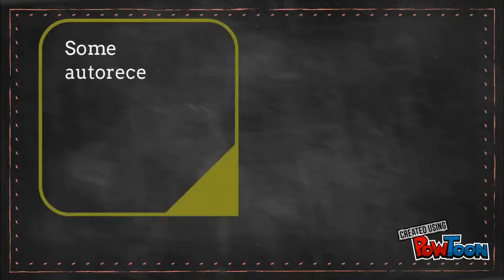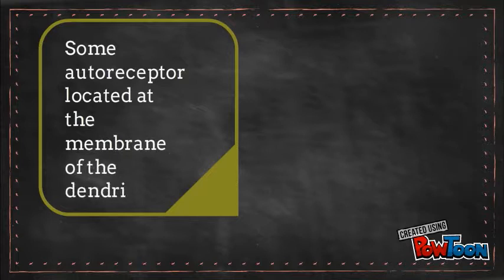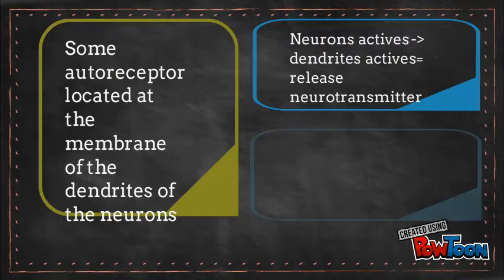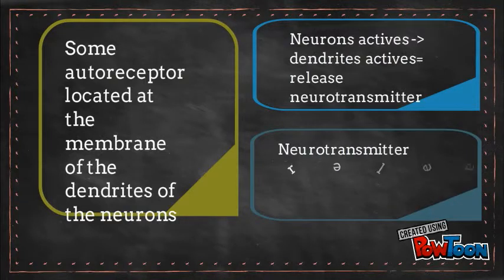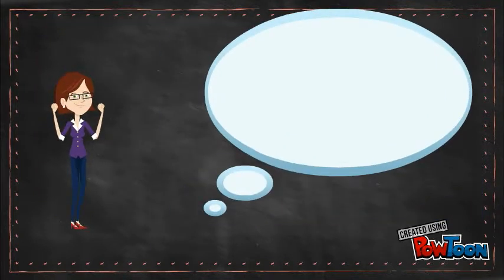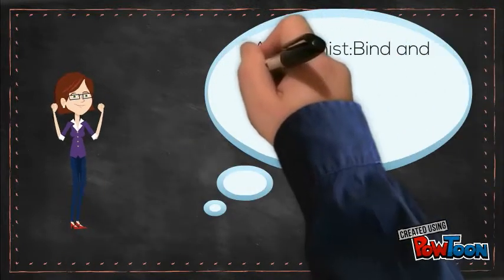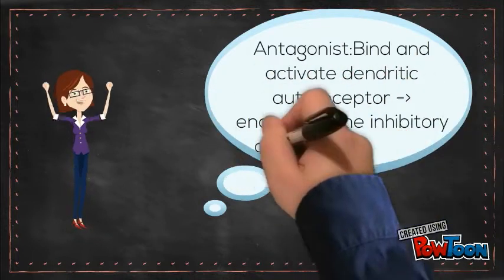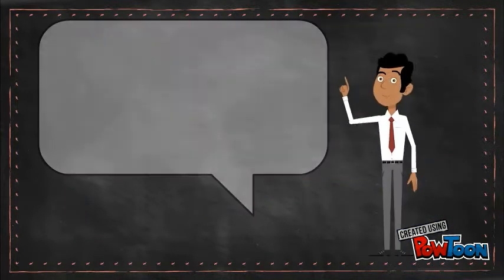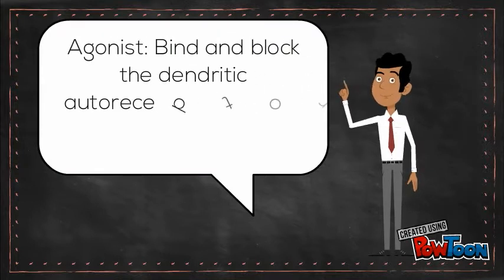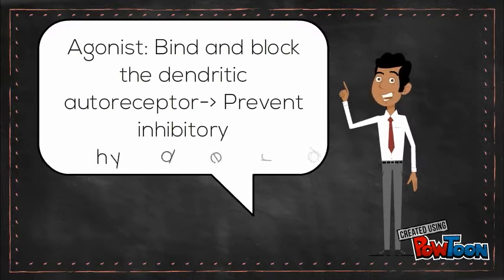Some autoreceptors are located at the membrane of the dendrites of the neurons. When the neuron is active, the dendrites will also be active, and it will release the neurotransmitter. When the neurotransmitter is released, it will stimulate the autoreceptor and automatically cause hyperpolarization. The antagonist drug will bind and activate the dendritic autoreceptor, which then will encourage the inhibitory hyperpolarization. While for agonist drug, it will bind and block the dendritic autoreceptor and then prevent the inhibitory hyperpolarization.